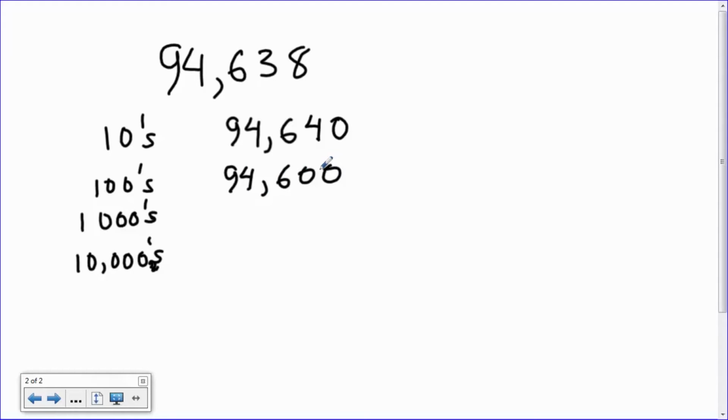And then in the thousands place, which is a 4, we look at the digit immediately to its right. It's a 6, it's 5 or more. So the 4 gets increased to a 5, so it becomes 95,000. And then if we look at the 10,000s place digit, it's a 9. We look at the digit immediately to its right, it's a 4. It's 4 or less, so it just stays 90,000.